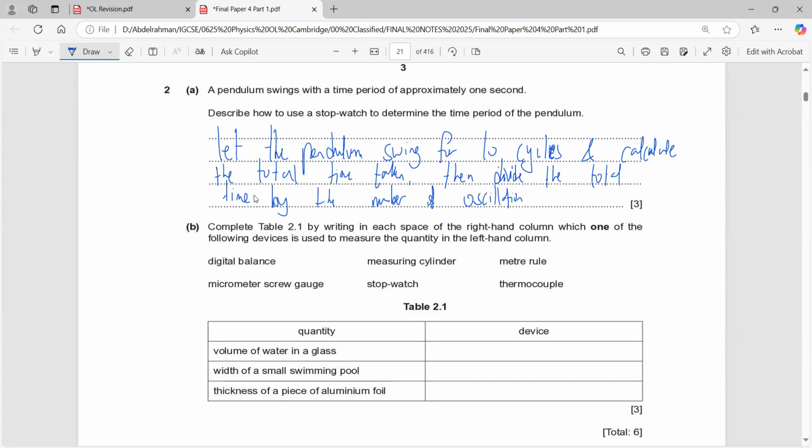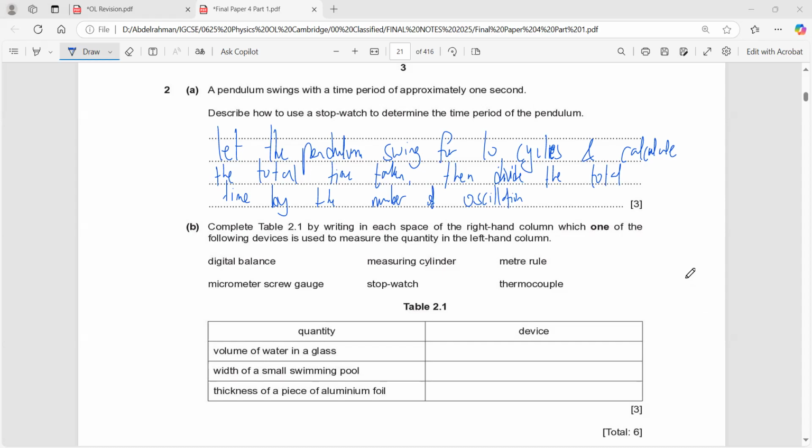Of course you can use 20 cycles, you can use 30 cycles. But do not use too many. Don't say 80 cycles, don't say 100 cycles. Count 20 oscillations. Okay, nice.